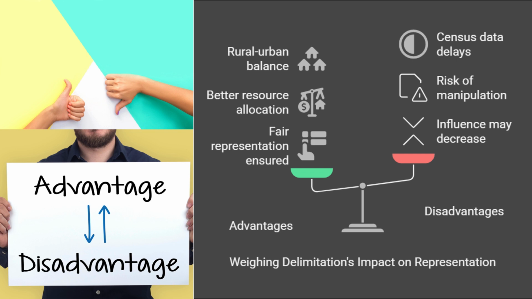Let's explore the advantages and disadvantages of the delimitation process. The advantages are: this ensures fair representation for growing populations. It helps in better resource allocation and also balances rural-urban political power. The disadvantages are: some states may lose political influence. There is a risk of political manipulation as well, and delay in census data may affect fairness. We have to make sure this process is completed within a stipulated amount of time.